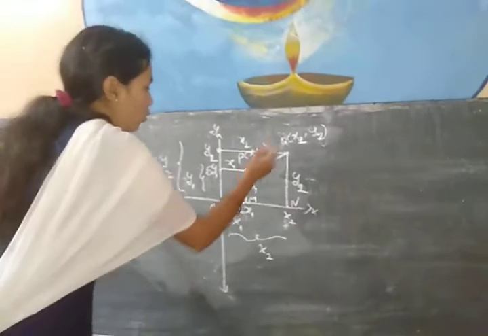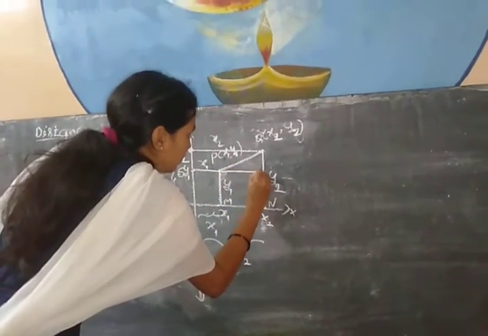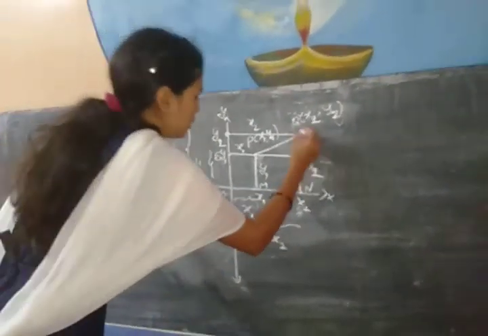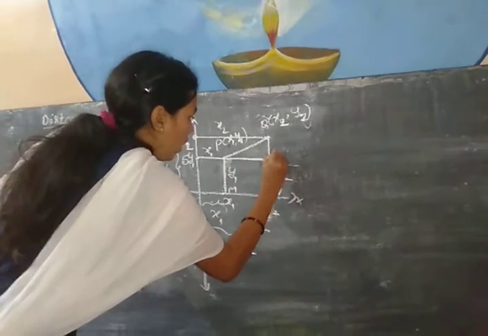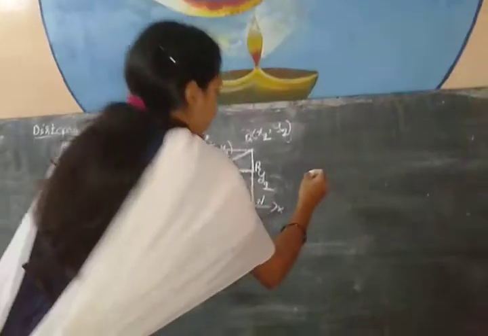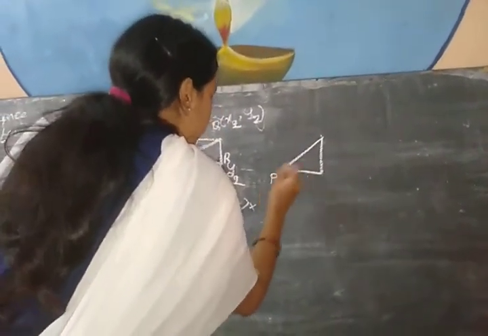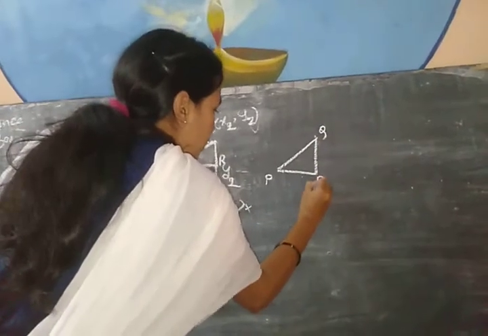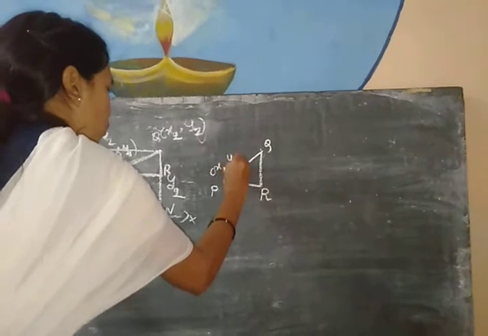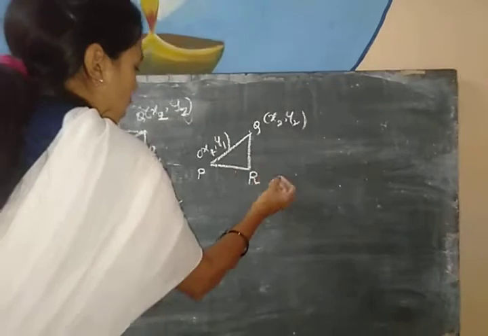Okay. Now draw another perpendicular line. We can write it as another perpendicular line on this Q1. This is represented by PQR. See this line. This is P, this is Q, this is R. So P is x1, y1 and Q is x2, y2.